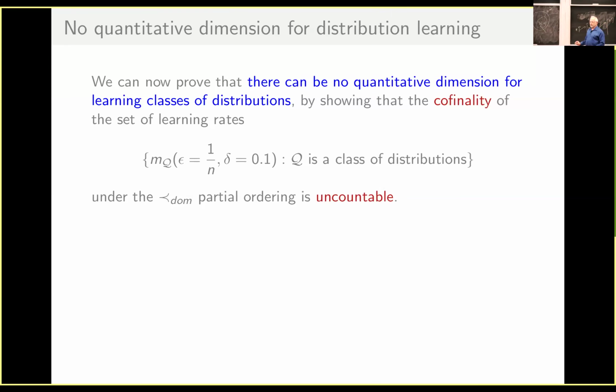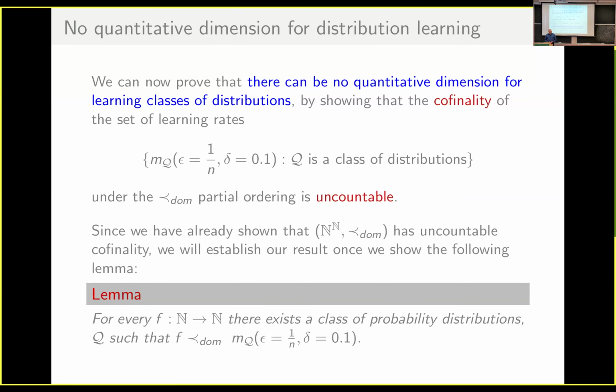Okay, does it make sense? Yeah. So we just want to show that this does not have countable cofinality. It's enough to show that for every function from n to the n, I can find a class that dominates this function.